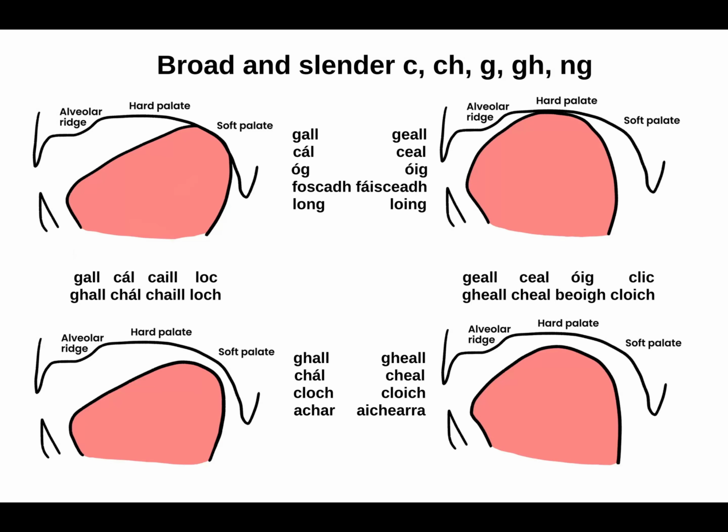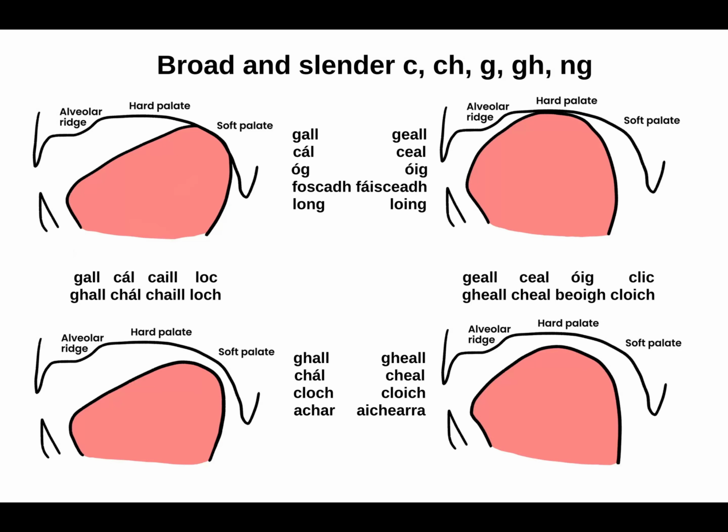Similarly, we can compare the slender or palatal stops in the top right to the palatal or slender fricatives in the bottom right. So here again, the tongue, rather than touching the hard palate and blocking airflow as it does in the stops, is just approaching the hard palate and only partially restricting the airflow. So in the first example, we have gal, which becomes yal.